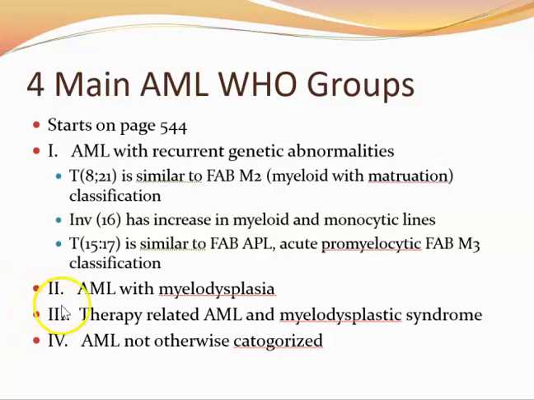Then for the second classification for the WHO, you have AML with myelodysplasia. Then for 3, you have therapy-related AML and MDS, or myelodysplastic syndrome. And for the 4th classification, you have AML not otherwise categorized.